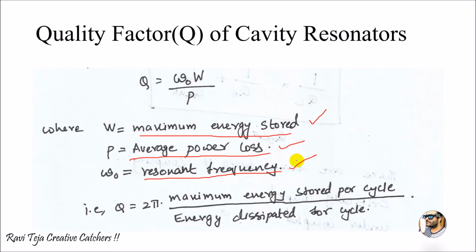So on the whole, the quality factor Q can be given by Q equal to 2 pi into maximum energy stored per cycle by energy dissipated per cycle. So how much energy it is storing as well as how much energy it is dissipating through a cavity resonator can be decided as the quality factor Q.